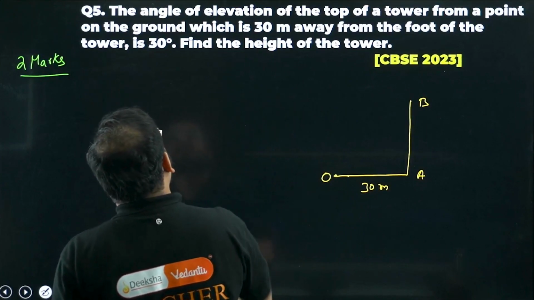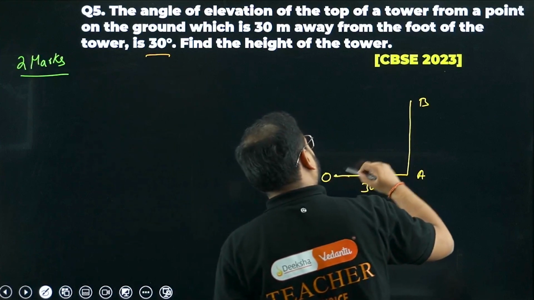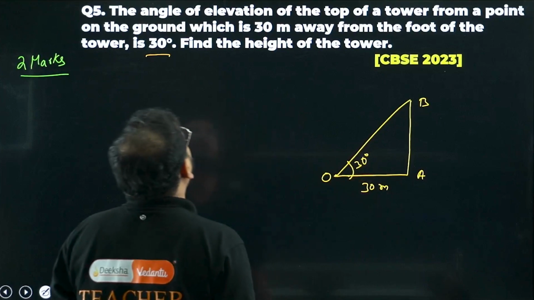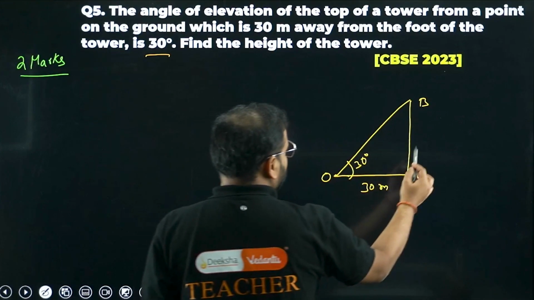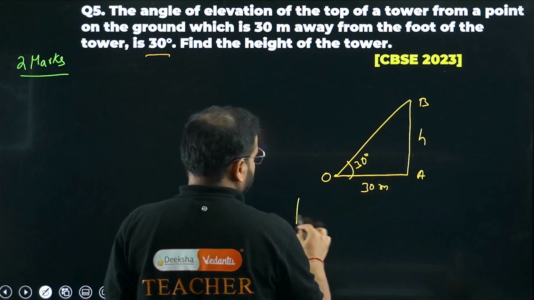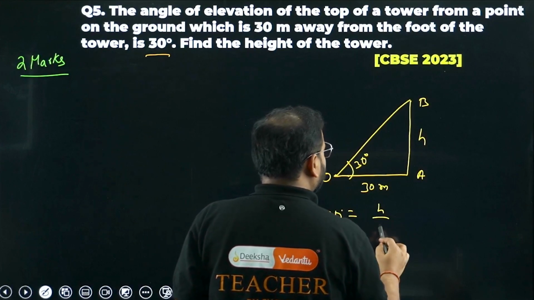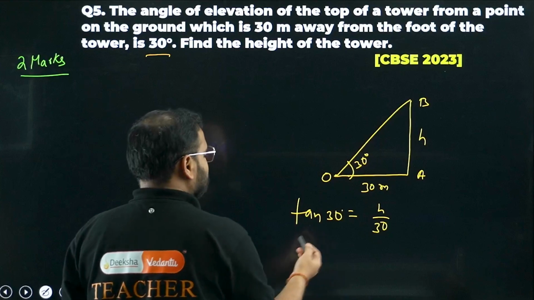It is 30 degrees. So join this line of sight, and this angle will be 30 degrees. What are they asking? The height of the tower. Simple. Apply tan. They are looking for this value h. Simple question. Tan 30 degrees would be equal to h by 30.